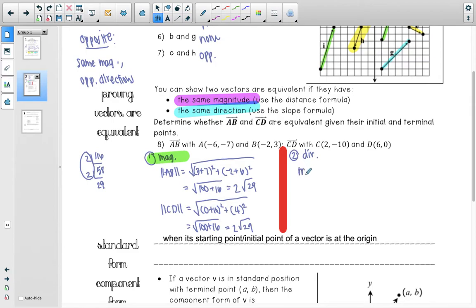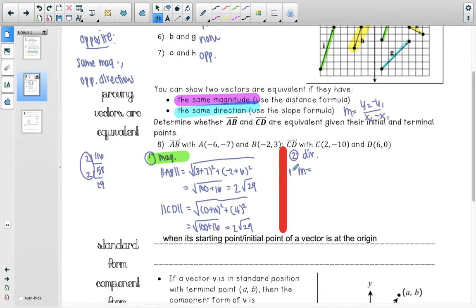We have to find the slope, and hopefully you remember how to find the slope. So it's y2 minus y1 over x2 minus x1. So we're going to take 0 minus 10, which is adding 10. Oops, I did that backwards. Back up. I wanted to do AB first. Okay, go one more step.